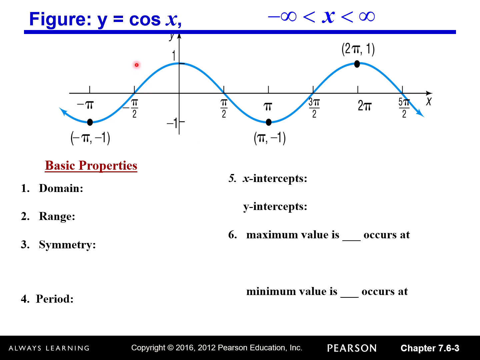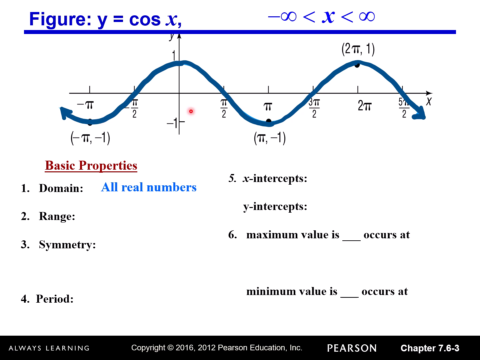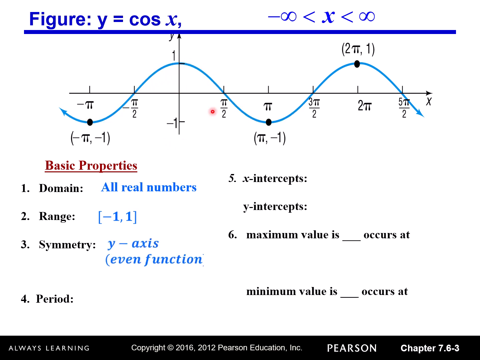And for the basic cosine function, let us also identify its properties. So the domain is the same, which is all real numbers from negative infinity to positive infinity. And its range is from -1 up to 1. And the symmetry is with respect to the y-axis. So this cosine function is an even function, while the sine function is an odd function.